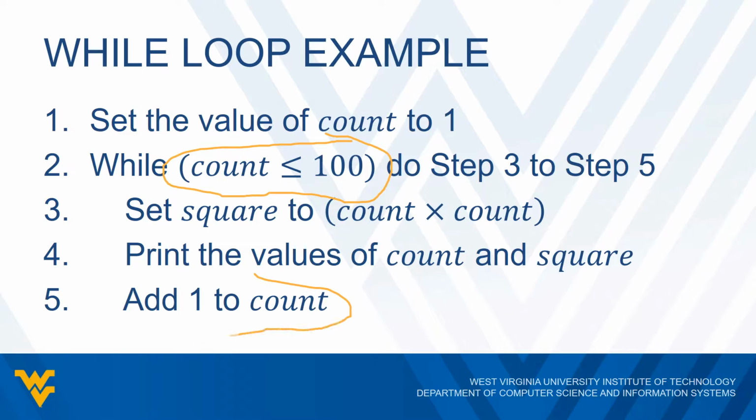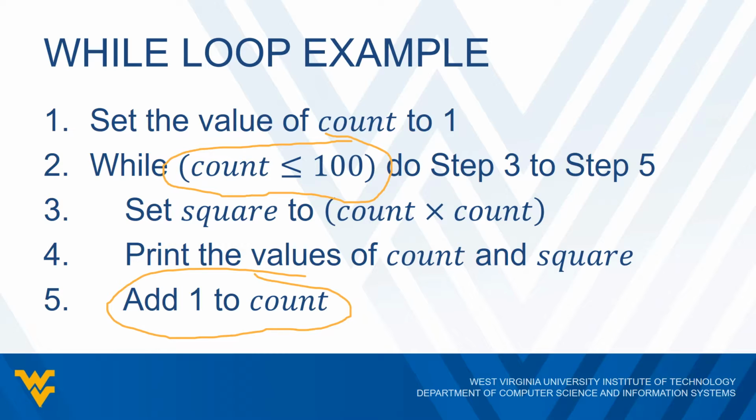This line is very important, because we talked before about the idea of an infinite loop, where we'll just keep running this loop of lines forever. The only way that would happen is if our condition in step 2 never becomes false. So step 5 allows us to make sure that at some point the condition does become false, because after each time we go through this while loop, we're adding 1 to count.